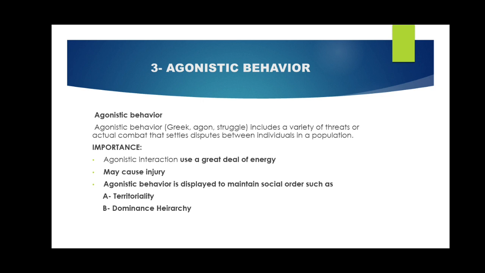Now, if we talk about the constituents and importance of agonistic behavior, first of all, it uses a great deal of energy because angry behavior always demands much energy. It may also cause injury when they are in some dispute or when they have to settle a fight. Then agonistic behavior is displayed to maintain the social order, for example, territoriality and the dominance hierarchy. We will talk about them one by one.